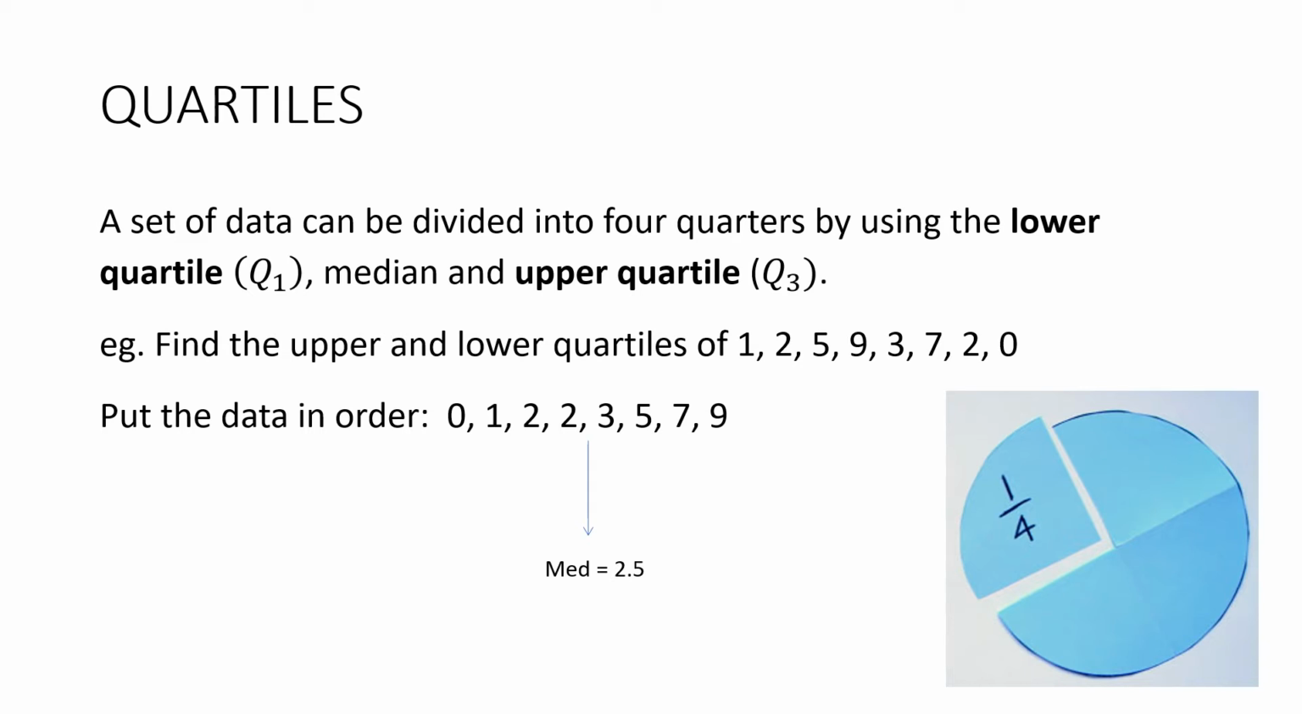Now we're going to find the median of the lower half of the data and then the median of the upper half. So the median of the lower half will be the lower quartile and the median of the upper half will be the upper quartile. You can probably see here that the lower quartile is going to be 1.5 and the upper quartile is going to be 6.